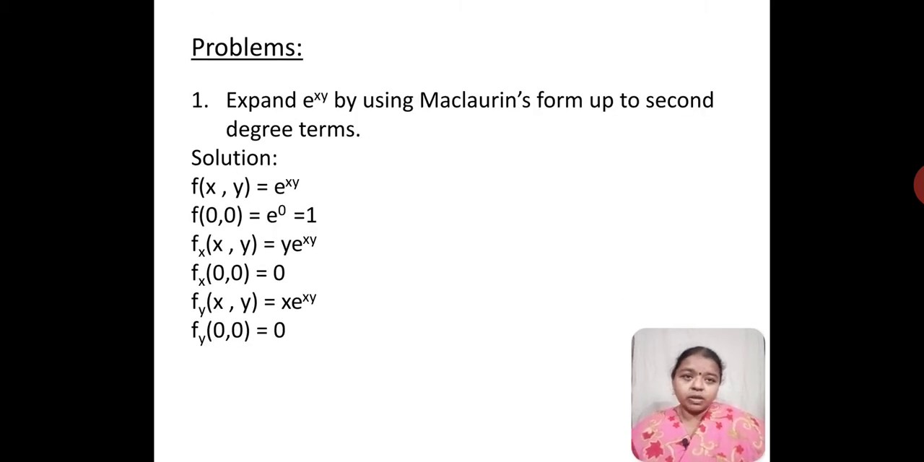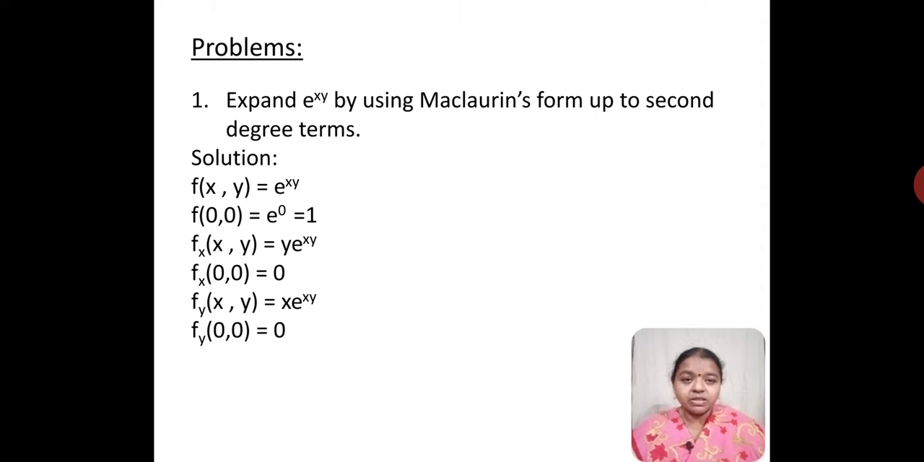Now let us look into a few problems. The first problem says expand e raised to xy by using Maclaurin's form up to second degree terms. We take the given function as f(x,y). Whenever the problem says Maclaurin's form or Maclaurin series, you just have to know that it is at the origin (0,0). So let me put x = 0, y = 0 in the given equation. f(0,0) = e⁰, and we all know e⁰ = 1.